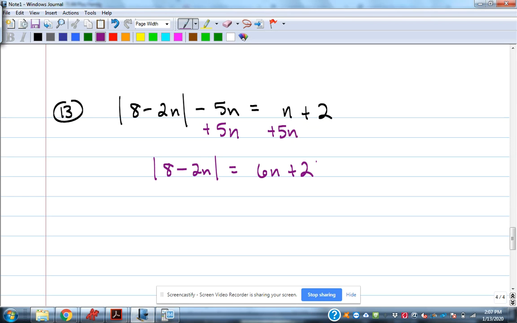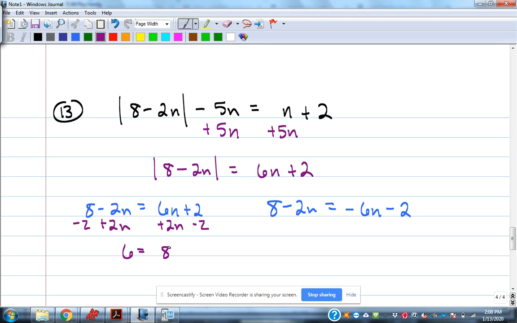All right, set up the equation. So we got 8 minus 2n is equal to 6n plus 2. 8 minus 2n is equal to what? Yeah, negative 6n minus 2. If you want to go ahead and just distribute the minus sign to all of those, just change the sign of everybody on that right-hand side. Everybody's sign changes. Okay? And then we're just going to solve these two. So I'm going to add 2n and subtract 2.